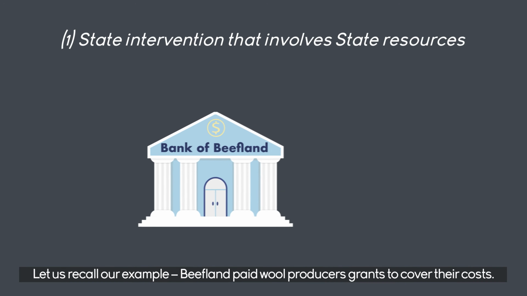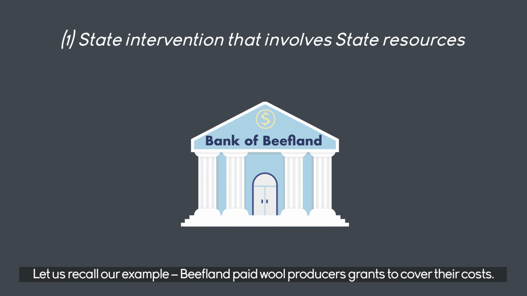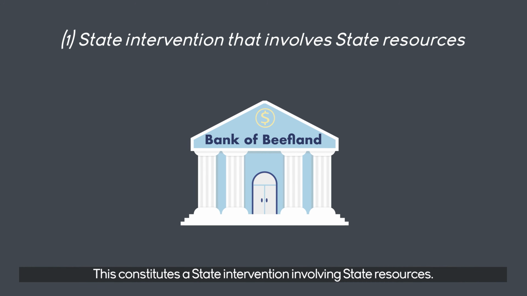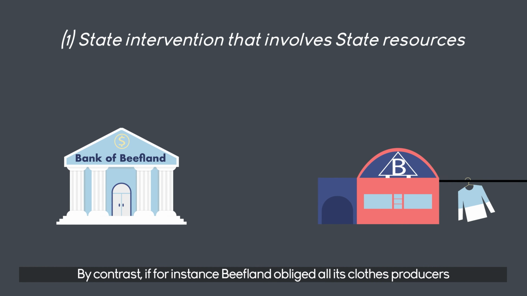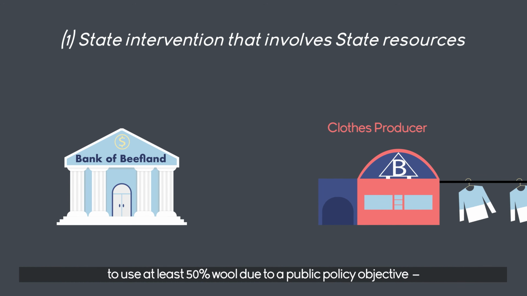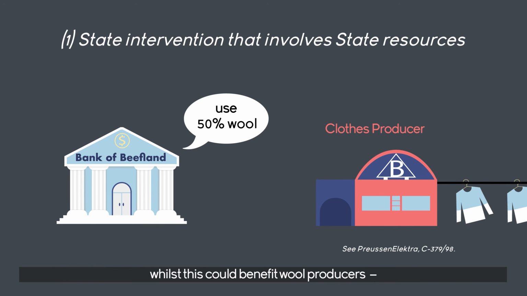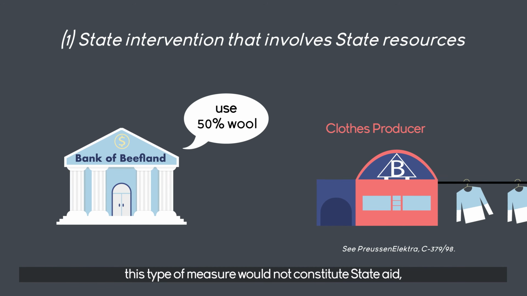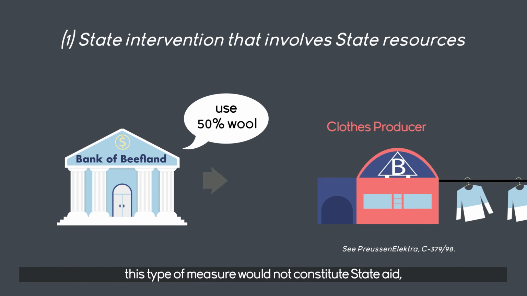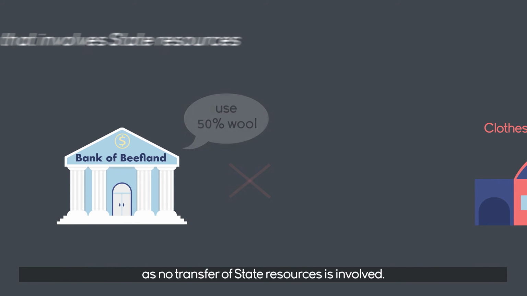Let us recall our example. Beefland paid wool producers grants to cover their costs. This constitutes a state intervention involving state resources. By contrast, if, for instance, Beefland obliged all its clothes producers to use at least 50% wool due to a public policy objective, whilst this could benefit wool producers, this type of measure would not constitute state aid, as no transfer of state resources is involved.